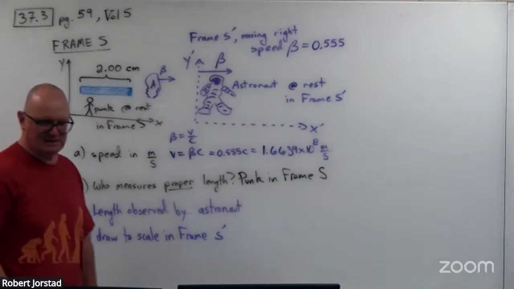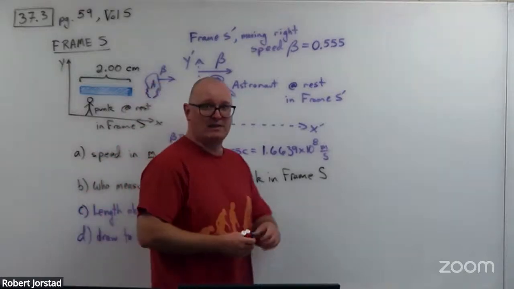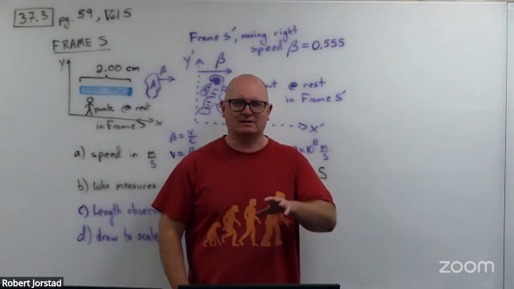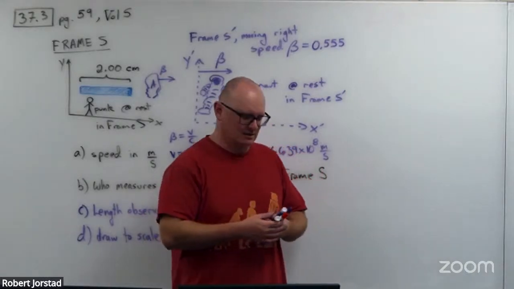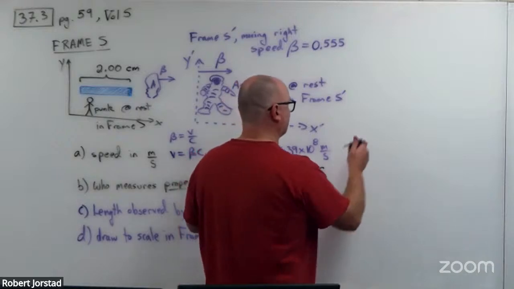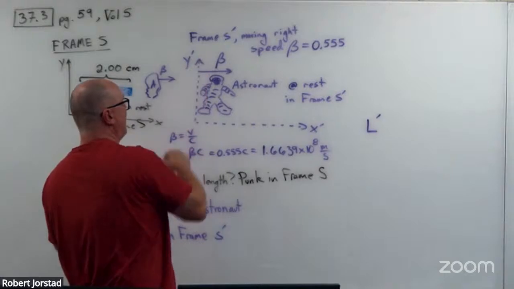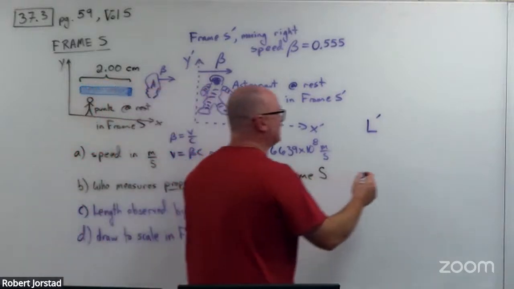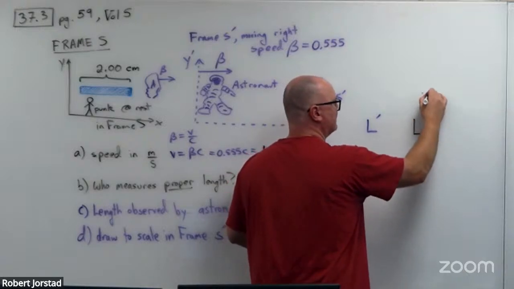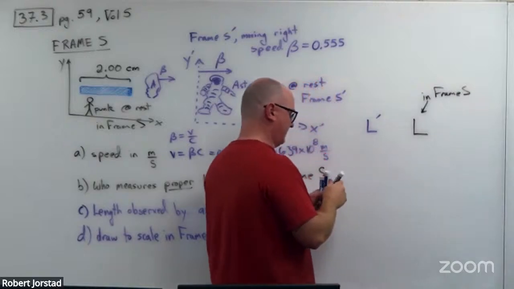Great. So what is the length observed by the astronaut? Here's how I remember it. There's the words length contraction. That means anybody else measures a shorter length. So I'm going to think there's the length. I'll call this one length prime, which is the length in frame S prime, and that's going to be related to L in frame S.